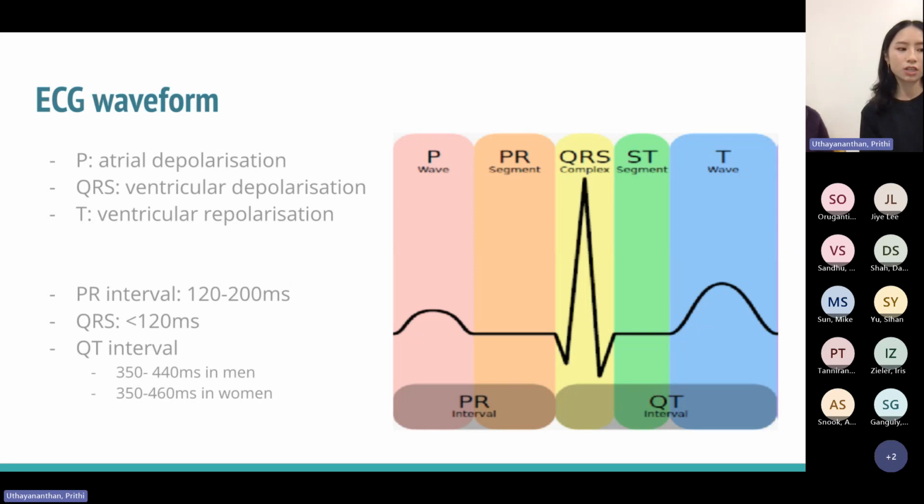When we're interpreting ECGs, other important things to look at are the intervals: the PR interval, the QRS complex, the QT interval, and also the ST segment, but we'll talk about those a bit more.